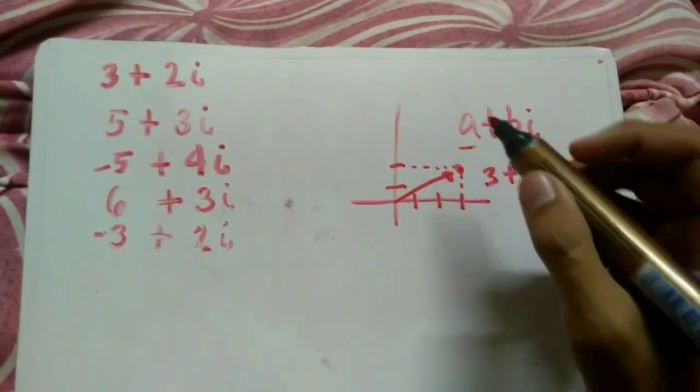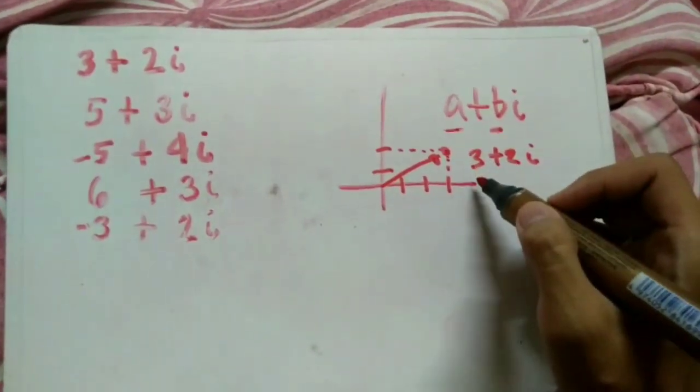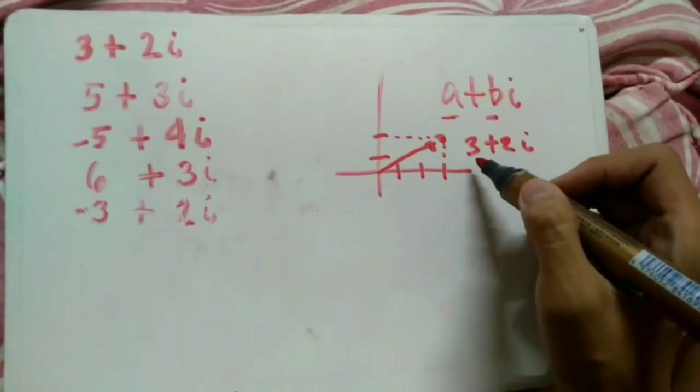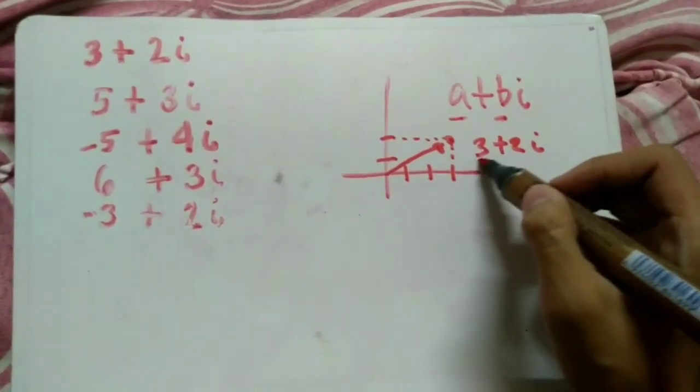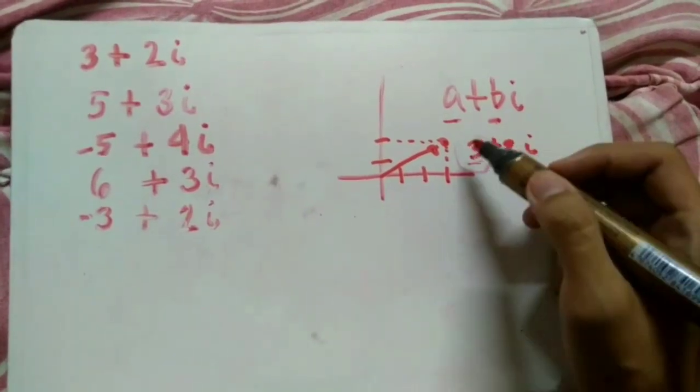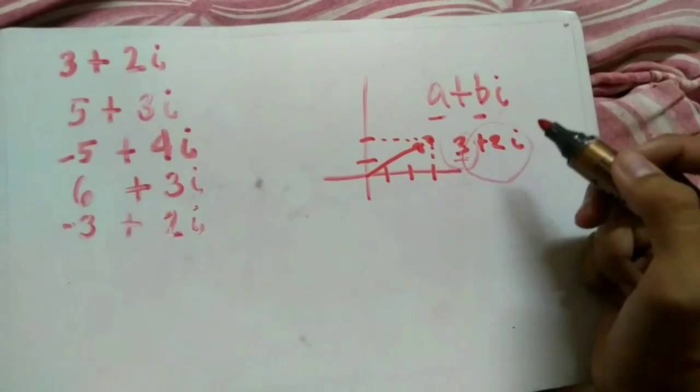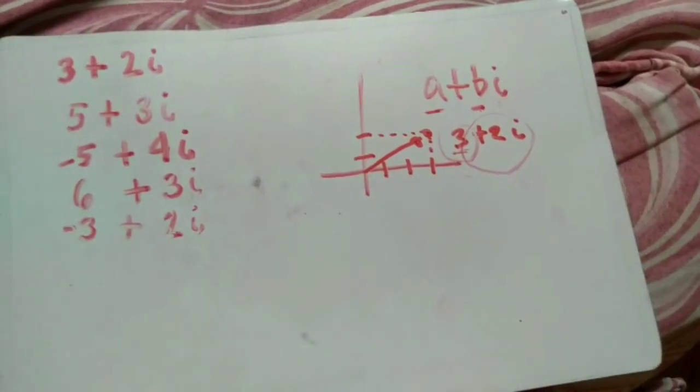Let's see which part is the real and which part is the imaginary. So 3 is the real part and 2i is the imaginary part.